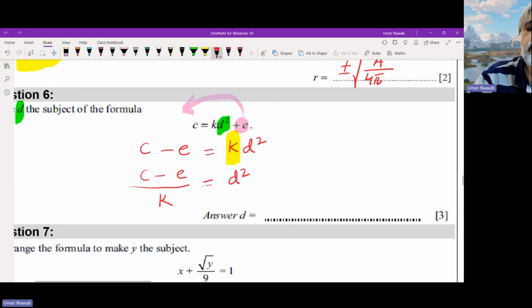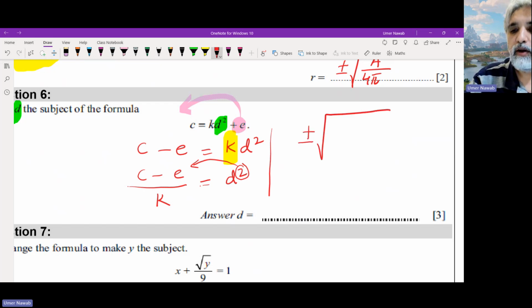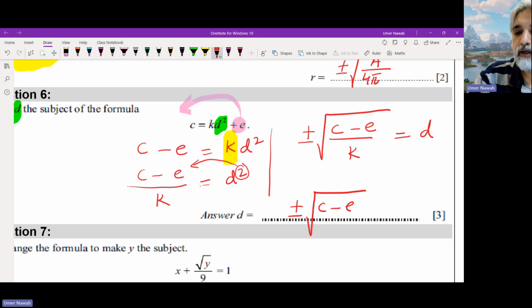Then final stage is this square will be removed. And if you remove the square, you have to write plus minus sign along with C minus E over K within the square root is equals to D. So my answer is C minus E over K.